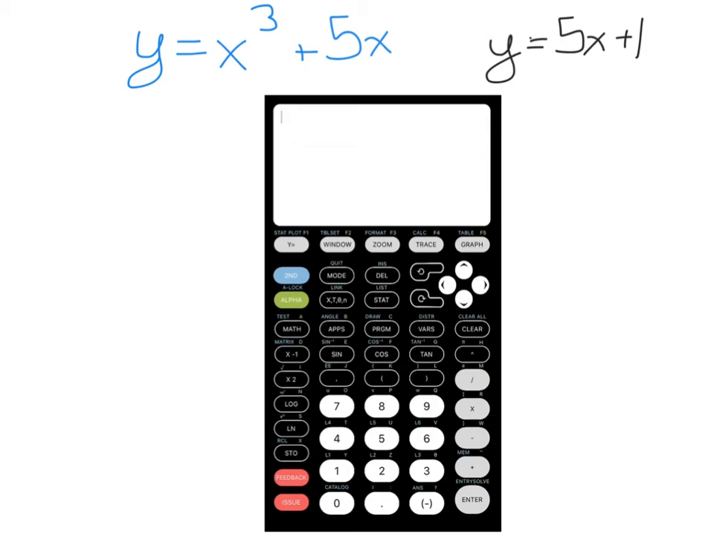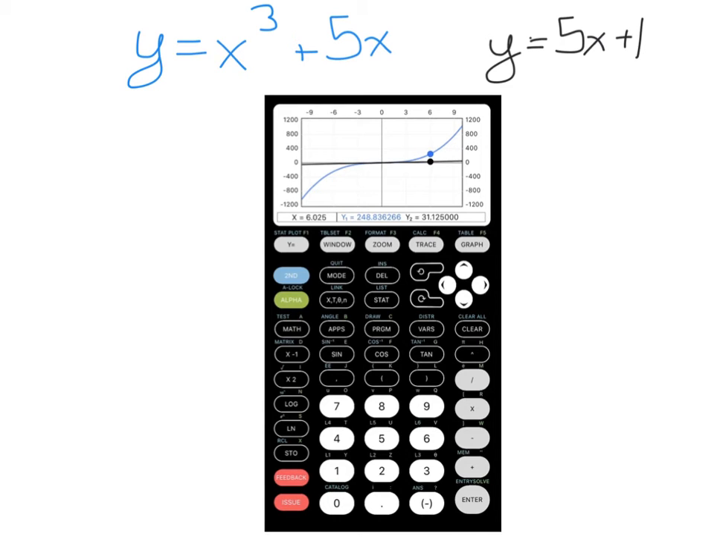All right, so in order to graph this one, again, we're going to go into y equals. Our first equation is x to the 3rd plus 5x. Our second equation is 5x plus 1. So we can see that first one is going to be a cubic, and our second one is a linear. Again, I'm going to go to zoom 0 just so I can get the best possible picture of this. So we should be able to see the blue is our cubic function, and the black is our linear function.